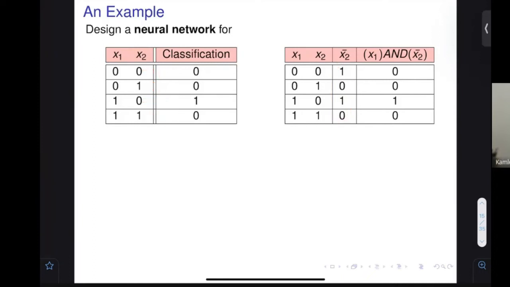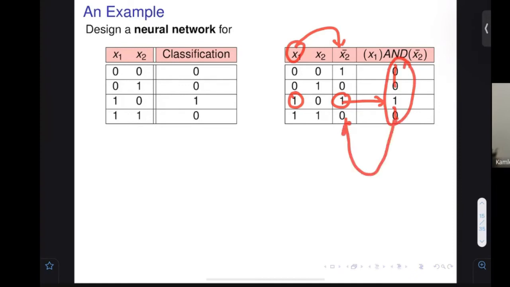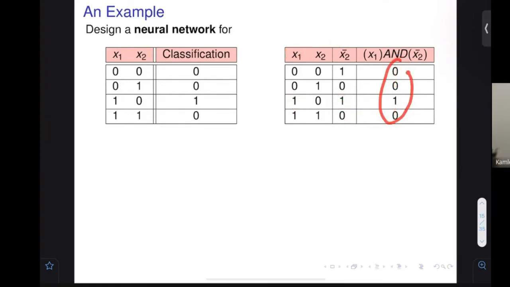If I take AND of this quantity and this quantity, x1 AND x2 bar. Since AND gives 1 at the places where both have 1, you are going to get 1 here. All other places there is 0. So this is the thing that we actually wanted to get. This is the same classification we wanted.